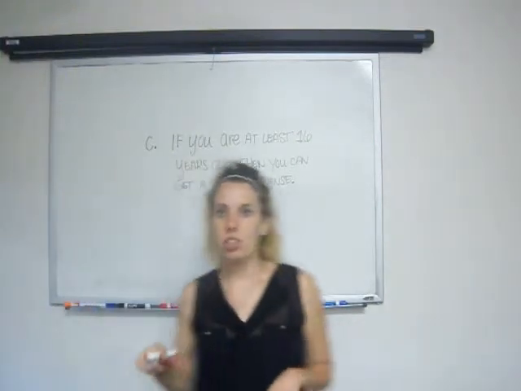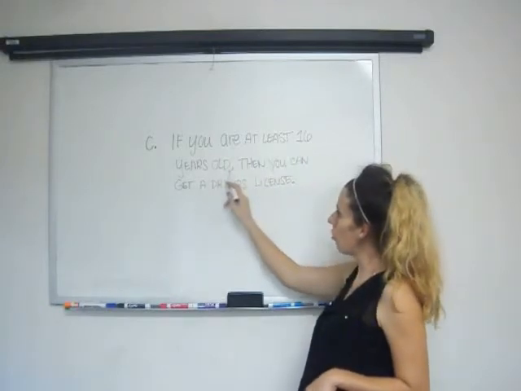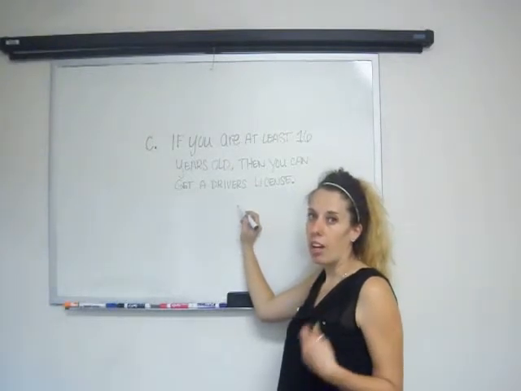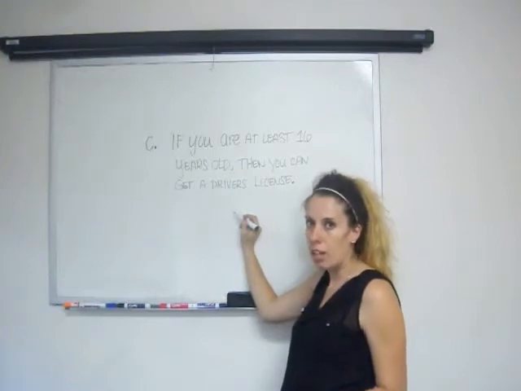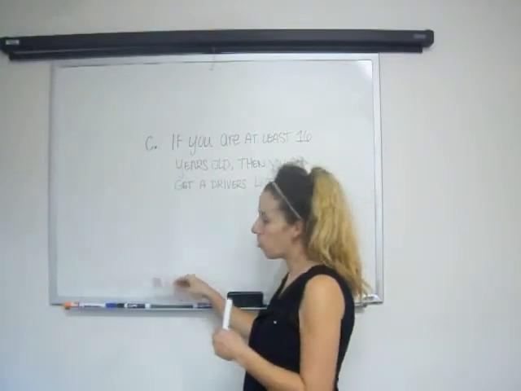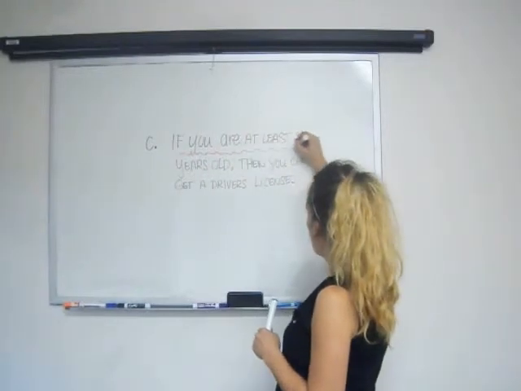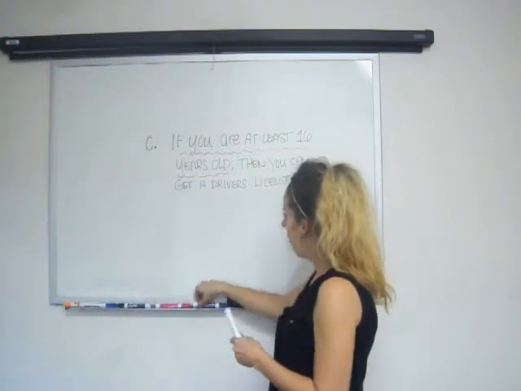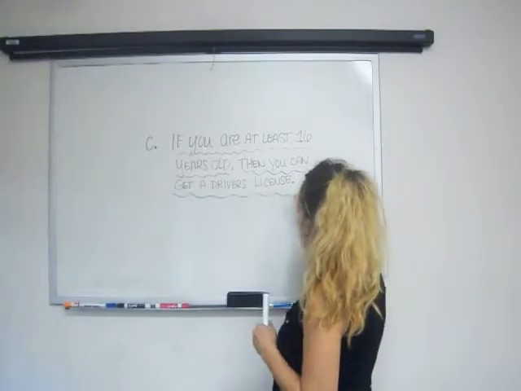Okay, so the conditional statement that they give us for C is if you are at least 16 years old, then you can get a driver's license. They want us to rewrite this as a converse statement, okay? And you can rewrite the converse statement switching the hypothesis and the conclusion, okay? So I'm going to underline with a different color the hypothesis. Again, that is the if part. So we have if you are at least 16 years old, and the conclusion, then you can get a driver's license.